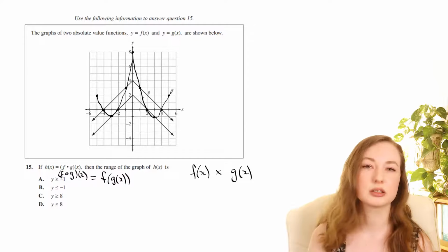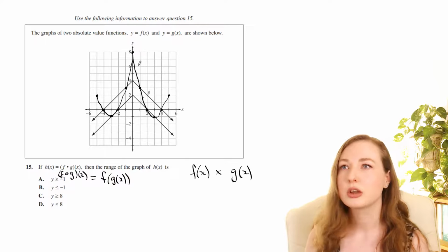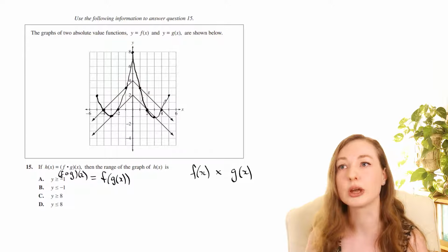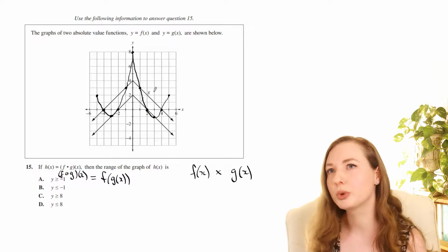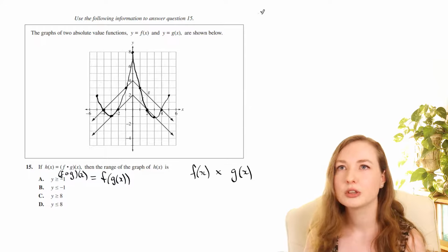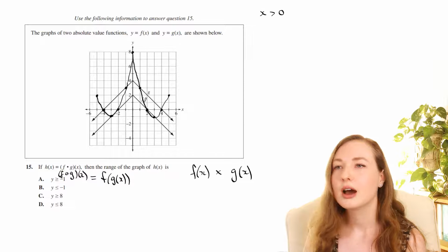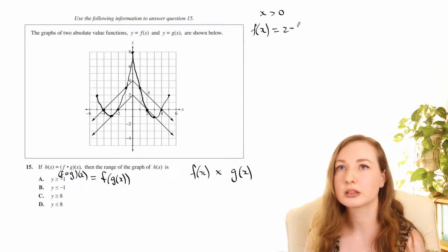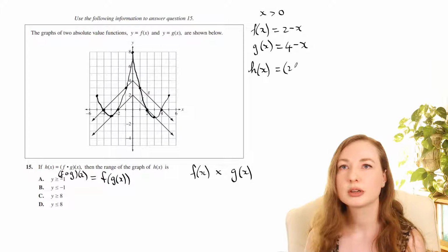And we could also test this algebraically. So instead of picking various points, what we could do is try to find an equation for these lines. So we could do that in two separate regions. Like in this region, so for x greater than 0, f of x will be 2 minus x, would be the equation of that line, and g of x will be 4 minus x. And then h of x is just the product of those.